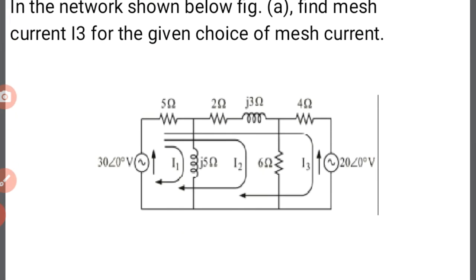Same example, but instead of separate loop currents in every loop, we can choose the currents so that all of them flow through all the elements. That is the I1 current, I2 current and I3 current.